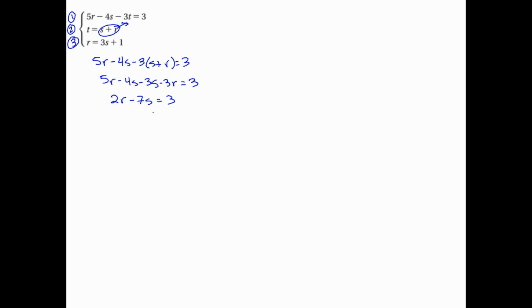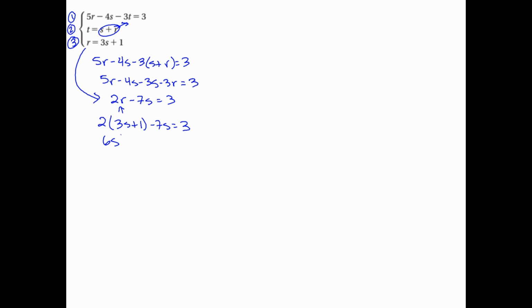Now we're going to substitute our third one into what we have here. So it's just going to keep on substituting. So I know what r is. r is going to be 3s plus 1. So 2 times (3s plus 1) minus 7s equals 3. So I substitute it in place of r here. And now we only have the s. So now we're just going to go in and solve for s.